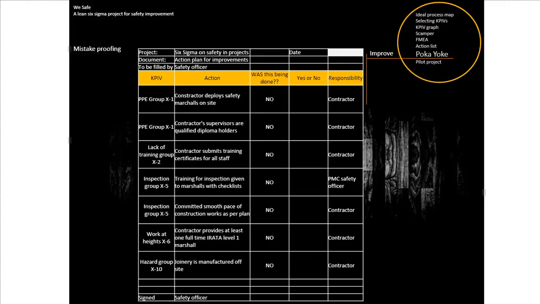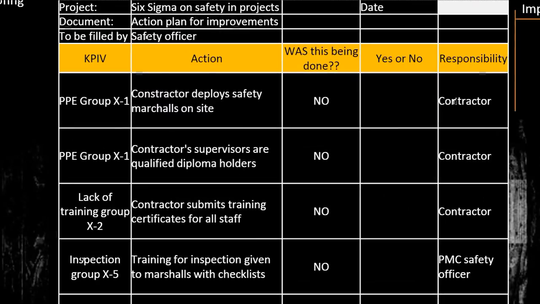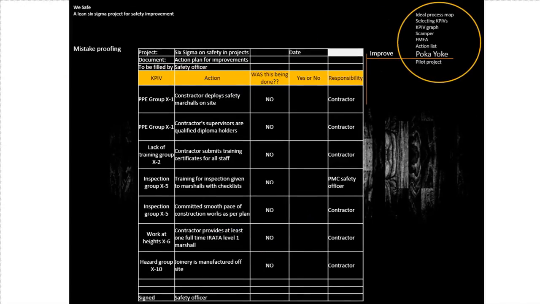Going ahead, we have a mistake proofing list for us. Let's take a good look into this and compare it with current procedures. For improving safety, we must stick to these new 7 commandments. The very first is contractor deploys safety marshals on site. The second is contractor supervisors are qualified diploma holders. Third is contractor submits training certificates for all staff.